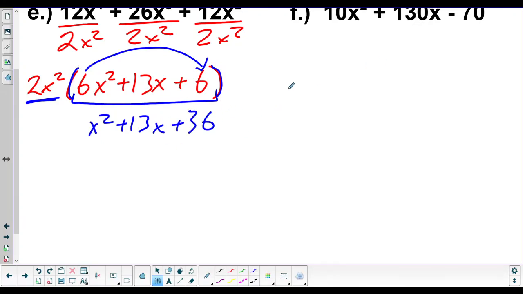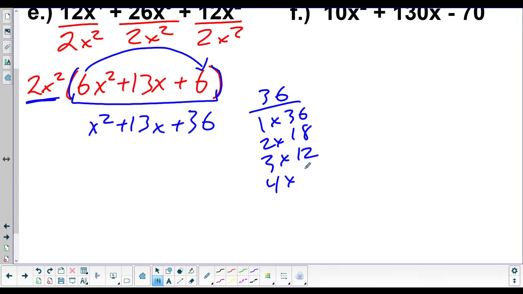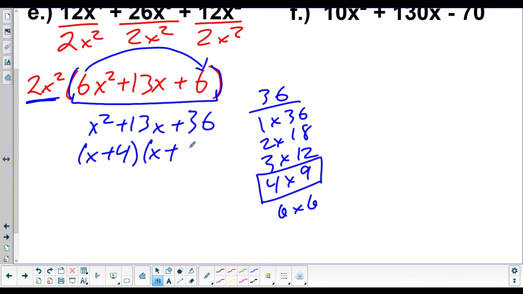We look at the factors of 36. They are 1 and 36, 2 and 18, 3 and 12, 4 and 9. Oh, 4 and 9 will give me a 13. There's 6 and 6 if you care. But we're going to use 4 and 9. This factors to x plus 4 and x plus 9.